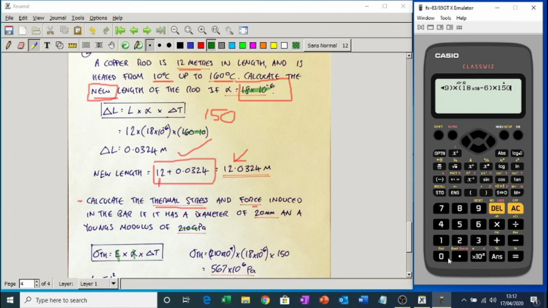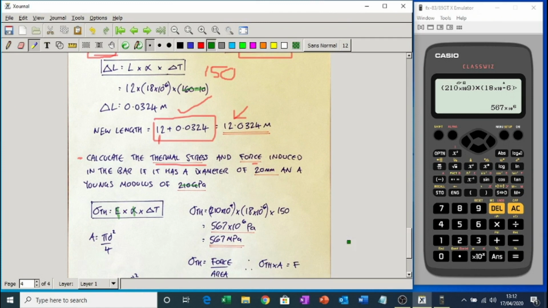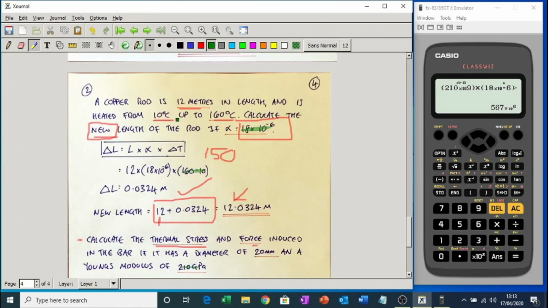Give me a thermal stress. It'll be a big number, 56, 7 and loads of noughts. You can use that number, but you may miss a nought out. Press ENG to put it into engineering view. 567 times 10 to the 6 pascals, or 567 megapascals. That's the thermal stress induced in that copper due to that heat change.